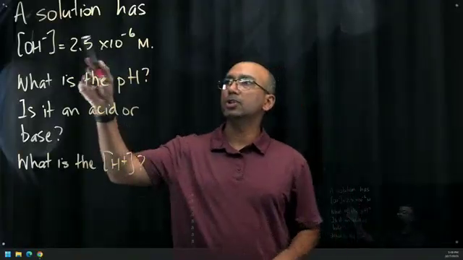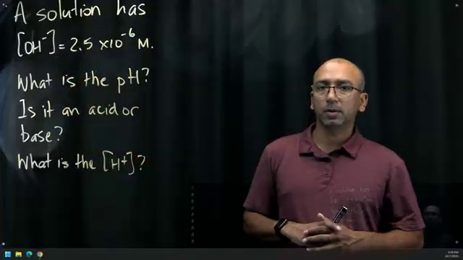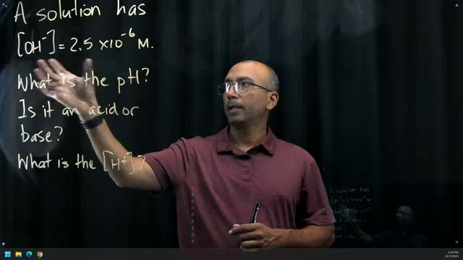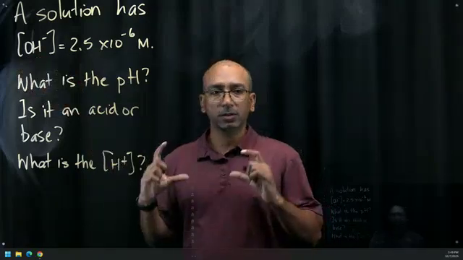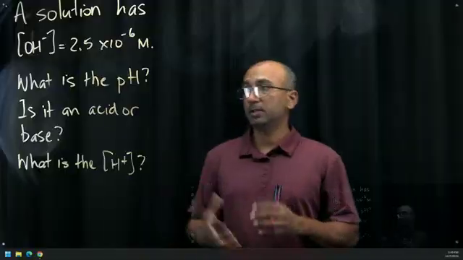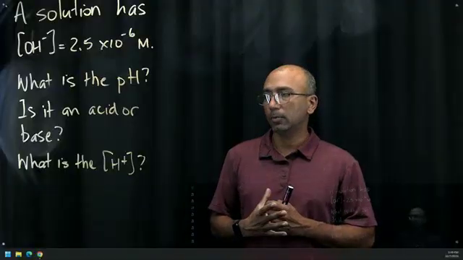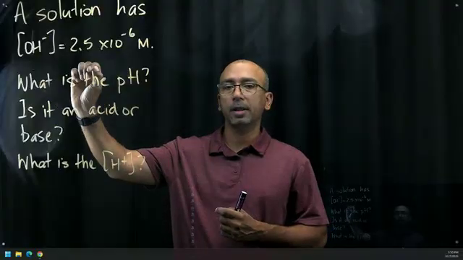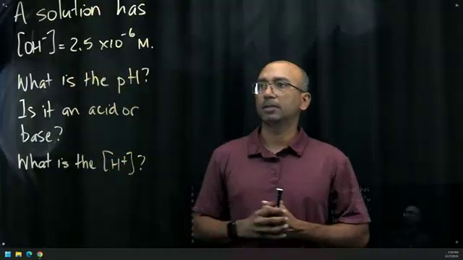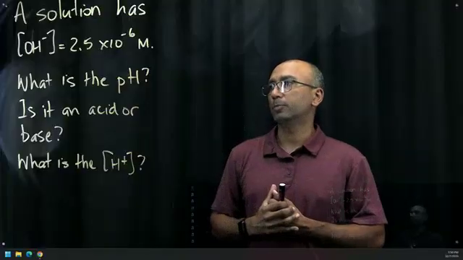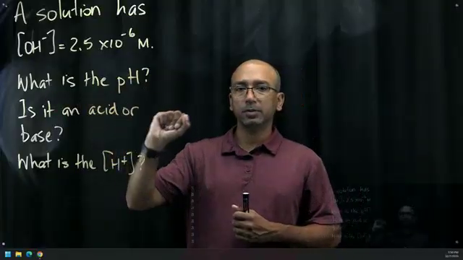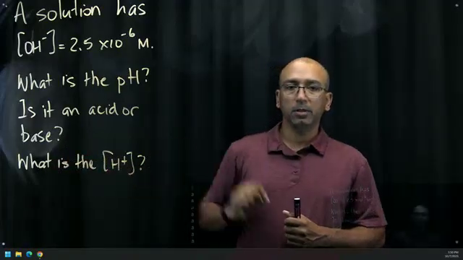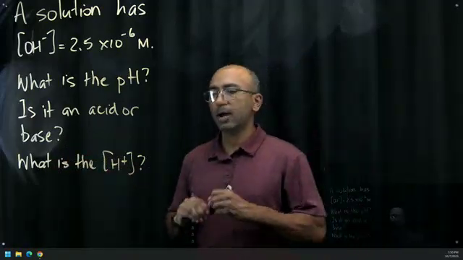So it says that a solution has OH minus concentration. So remember, the OH minus is the hydroxide, and the square brackets that you see around it means concentration of. Usually that means in units of molarity or moles per liter. So we're told here that the solution has a concentration of hydroxide as 2.5 times 10 to the minus 6 molar, which means moles per liter. We need to find the pH of the solution. We need to say whether it's an acid or a base, and then we also need to determine the H plus concentration, which is the hydrogen ion concentration.